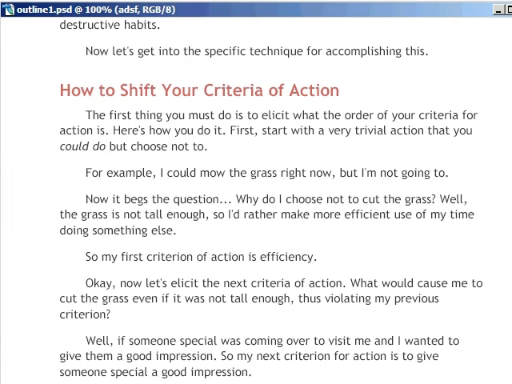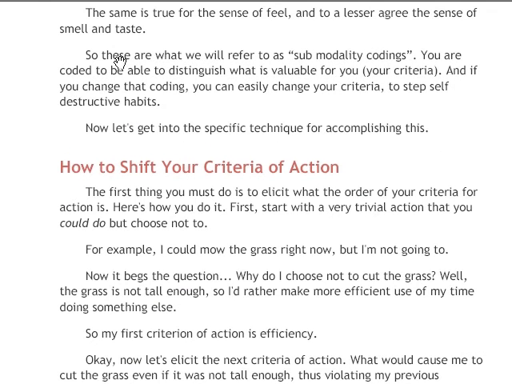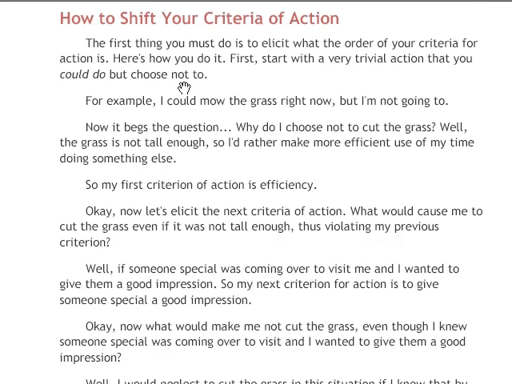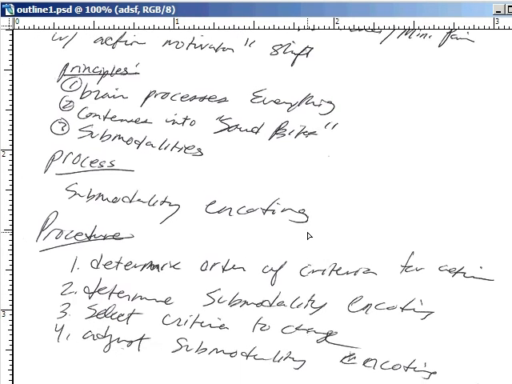So we've now knocked out the whole principles, and then we gave the overall process where I said it right here, submodality codings, and explained the overall view. And then I said, now let's get into the specific technique to accomplish this: how to shift your criteria for action. So now we're going directly into the part of the outline here.